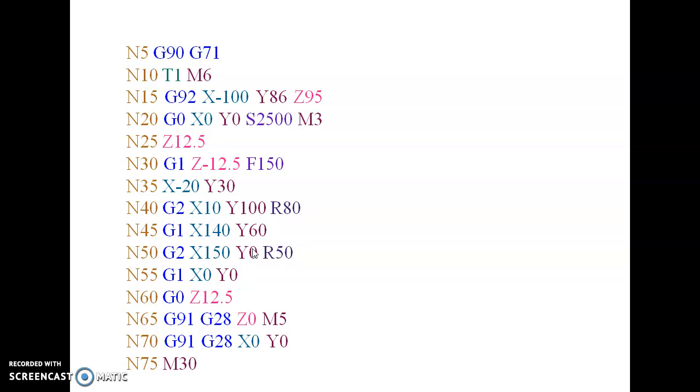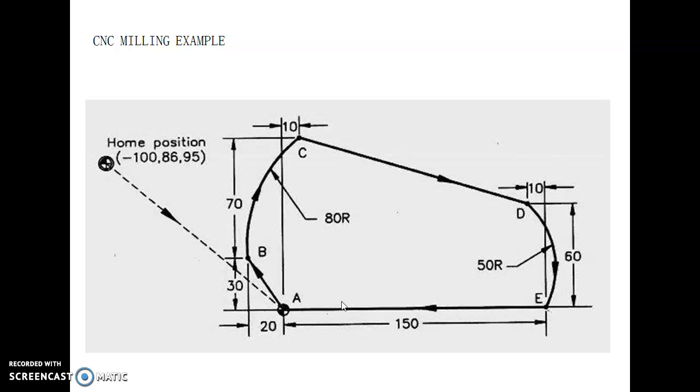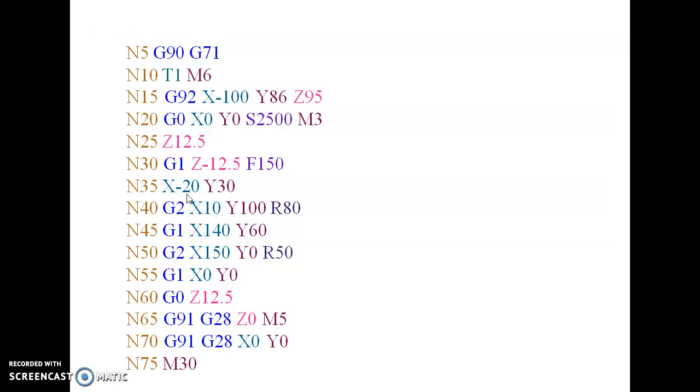And the next, N40 G02 X10 Y100 radius 80, that is from B to C point. From B to C point, that is a radius 80, X10 Y100.